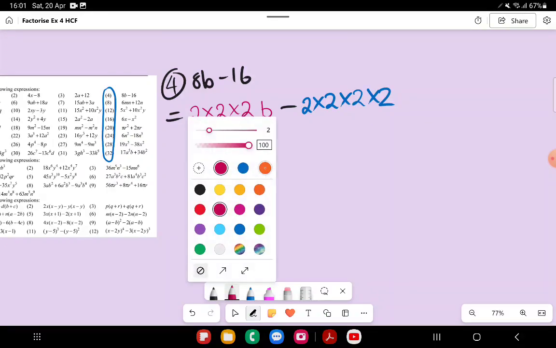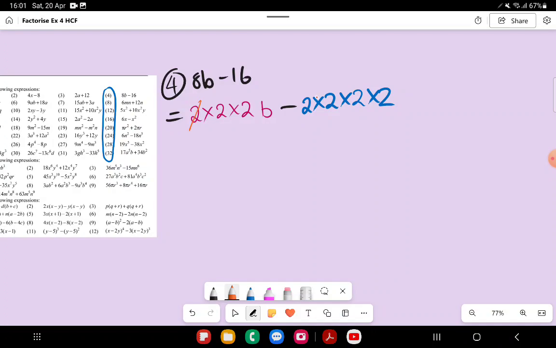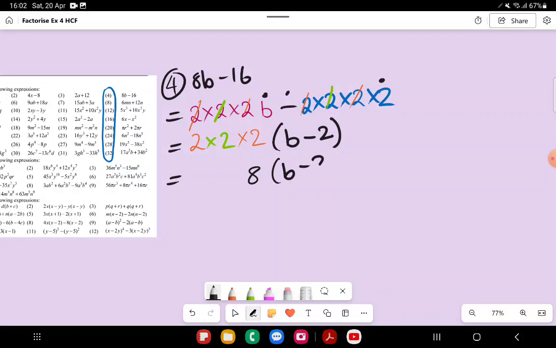Now I'm going to take out my common factors. I've got 2, take that out. I've got 2, take that out. Another 2, take that out. I've got a b and a 2. They are not the same, so I don't take that out. I am now left with b minus 2. Simplify. 2 times 2 times 2 is 8. 8 times b minus 2. Final answer.